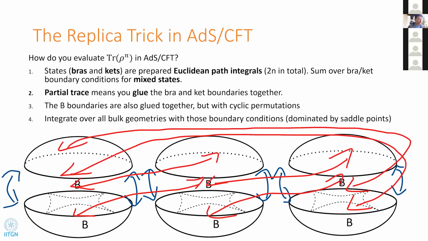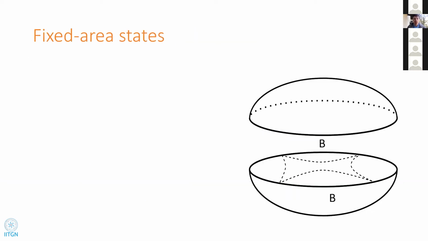Finally, we want to convert this boundary prescription into a bulk prescription. And the way to do that is just that we integrate over all bulk geometries that have these boundary conditions. With G Newton small, this calculation is going to be dominated by a saddle point. So really, we just have to sum over all the saddle points that have these boundary conditions. Okay, unfortunately, in general, computing these saddle points is hard, but there's a particularly simple class of states where you can do it, which are called fixed area states.